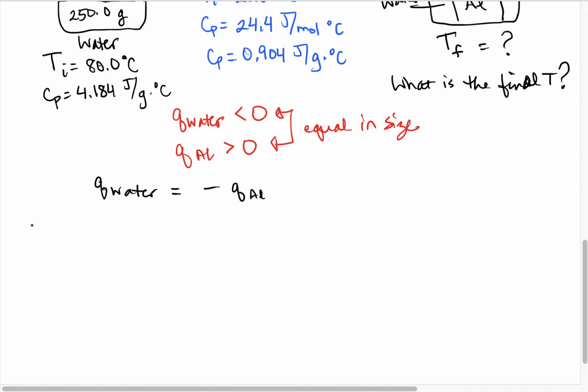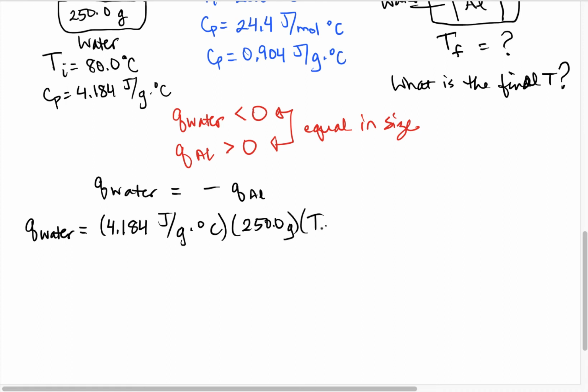Okay, so let's take a look. If we were solving for Q water, this would be 4.184 joules per gram degrees Celsius. We had 250 grams of water. And our delta T is T final, which is the unknown, minus T initial, which is 80 degrees.